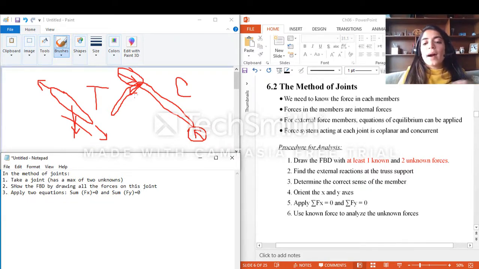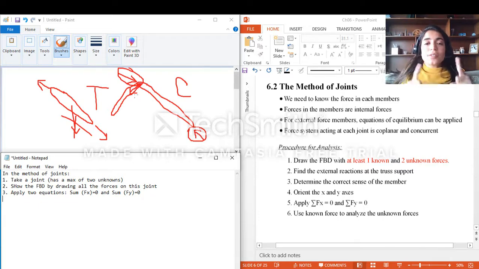So this is how I can solve any truss example, by only doing the 3 steps. First of all, I should choose the joint that has the minimum number of unknowns. Second, I should draw the free body diagram by drawing all the forces on this joint. And third, I should apply sum of Fx is equal to 0, sum of Fy is equal to 0, and then I can find the internal forces. Internal forces of what? Of the members joined by this joint. And then I can take another joint and do the same thing if I need to find all the internal forces.